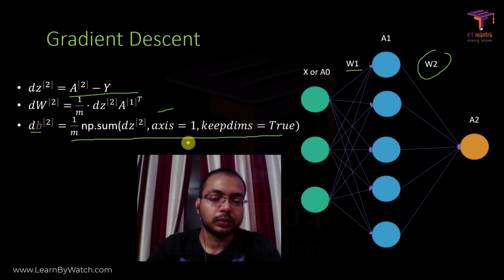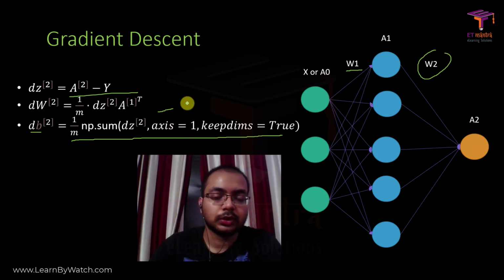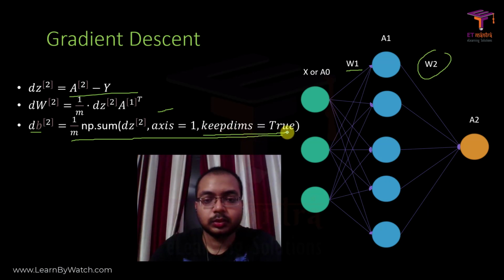If you don't give axis equal to 1, then it will add all the elements in the entire 2D matrix and give one single output. We don't want that. We want the addition to be done along the rows. And keepdims equal to true makes the output dimension the same as the input. What happens if we don't give this is that our input array is a 2D array, and if we sum it along the rows, then we will eventually get a 1D array.